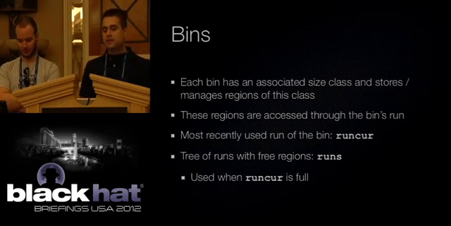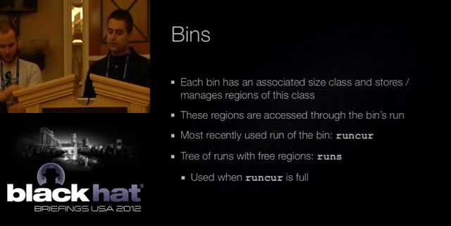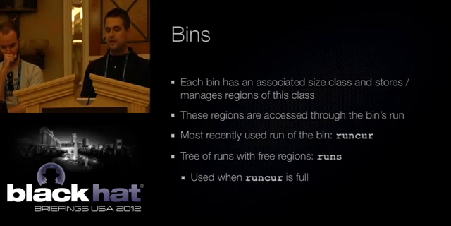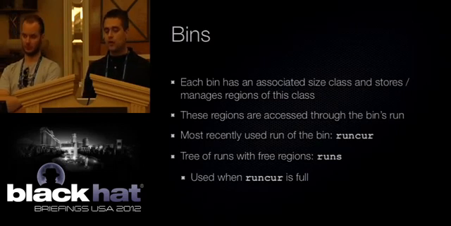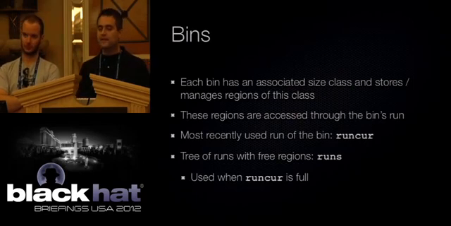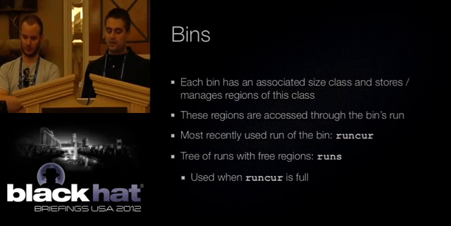So let's say, for example, that a specific bin has a pointer to the most recently used run, and this run has no free regions. If an allocation is made for the specific size class, then the bin is going to go through the tree of runs with free regions, locate a run that has a free region, return that to the user, and replace the current run with this one, because that was the one most recently used.